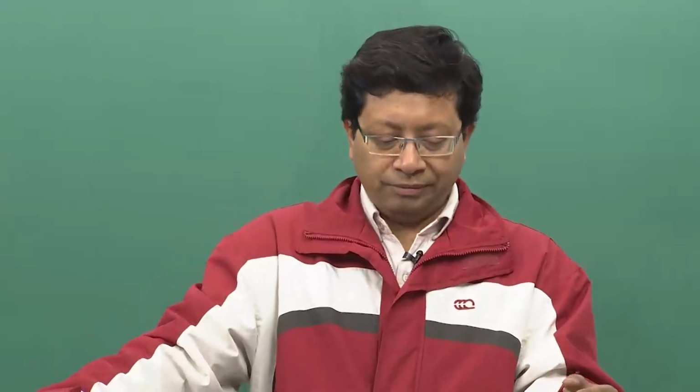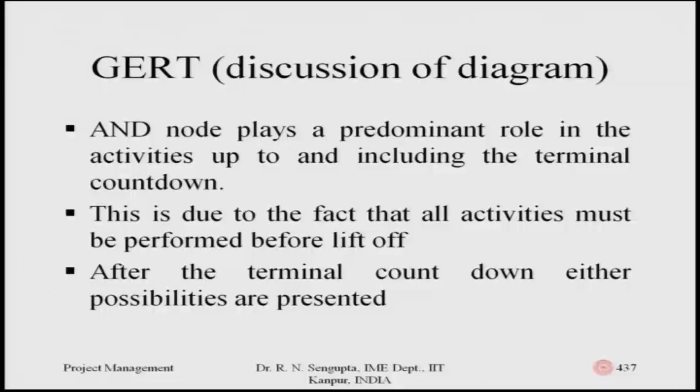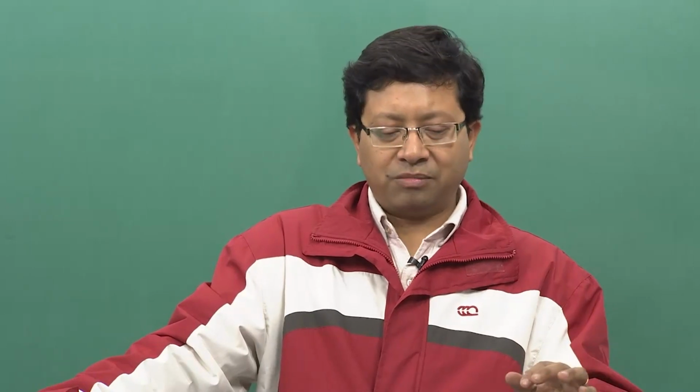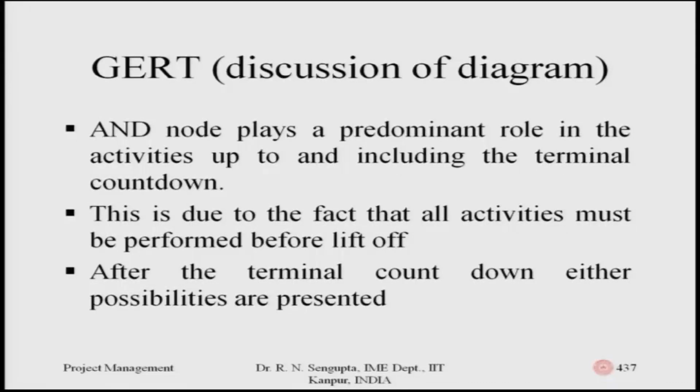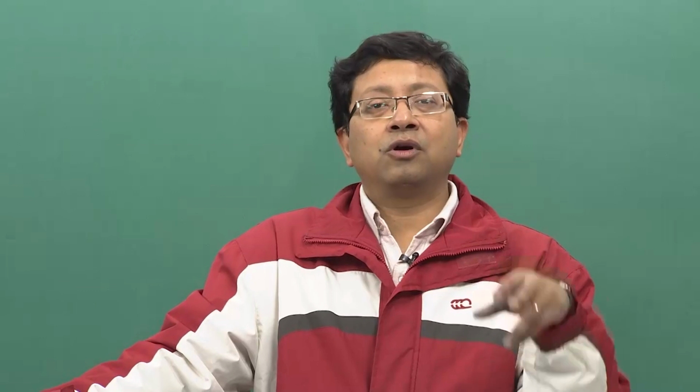Based on that, we can make our diagram as complicated as possible, provided we are able to bring all the practical applications into the picture. So, if you go back to this diagram which we have just discussed, about the nitty-gritties of how the countdown and all the complications can be achieved, this is an AND node, it plays a predominant role. This is due to the fact, which is the second point I am leading to, that all the activities must be performed before liftoff, which means all have to be done successfully. If and only if all of them are met, then only the next stage is achieved.